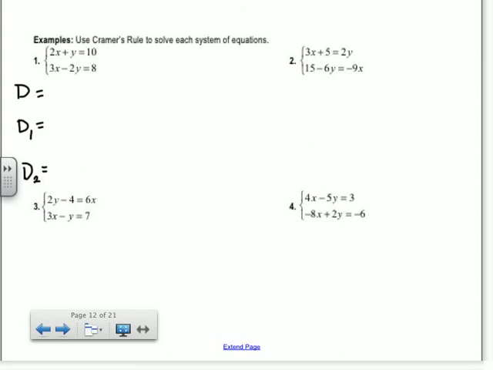So D is just your normal coefficient matrix. It's 2, 1, 3, negative 2. Did you guys see that? So just the numbers in front of your x and y.